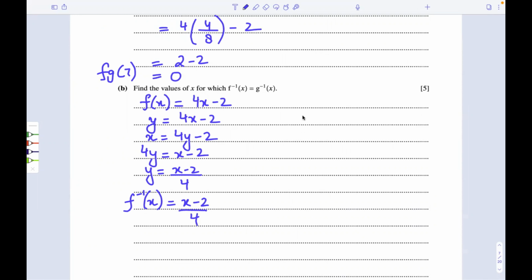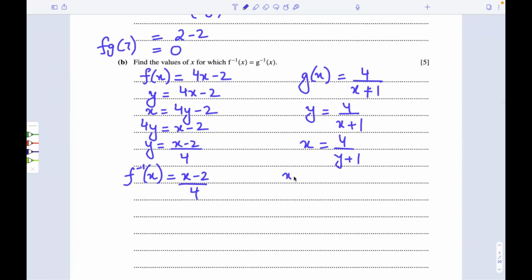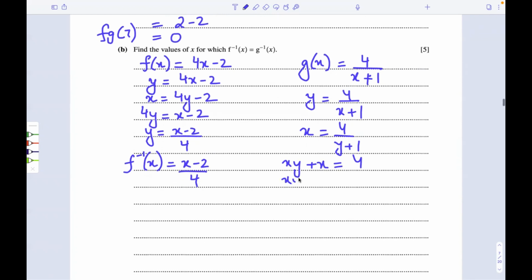For g inverse of x, we'll follow the same steps. Writing y in place of g of x is the first step, and then interchanging the values of x and y, we get x is equal to 4 upon y plus 1. Cross multiplying, we have xy plus x is equal to 4. So xy is equal to 4 minus x, and y is 4 minus x upon x. So finally, we can write g inverse of x is equal to 4 minus x upon x.